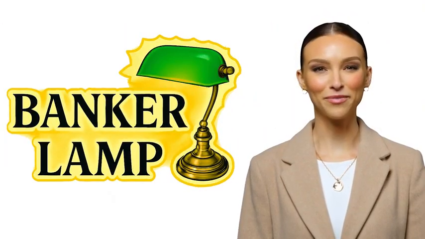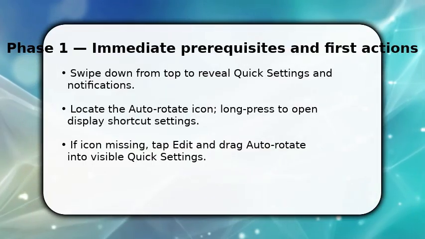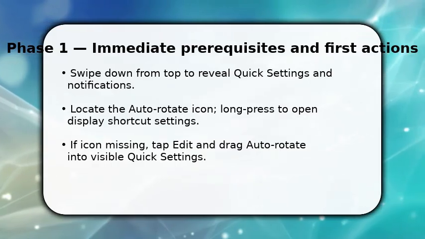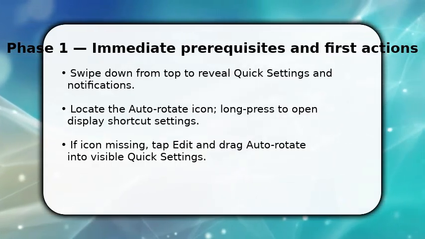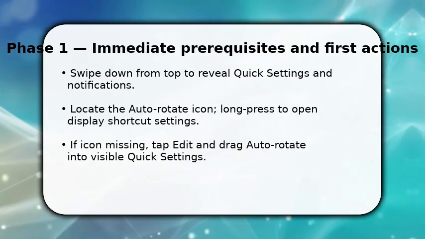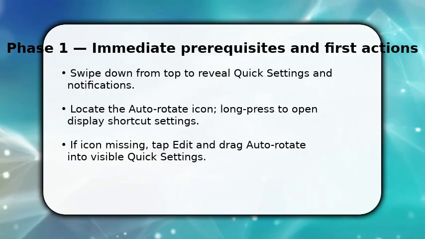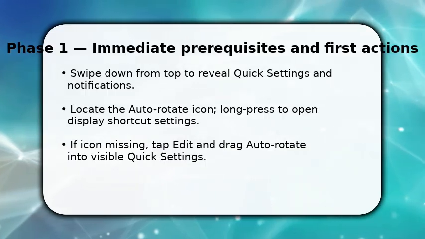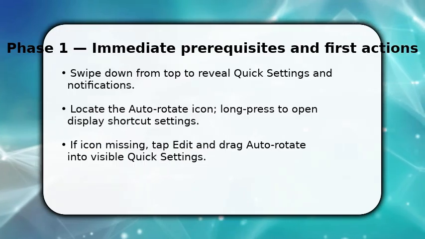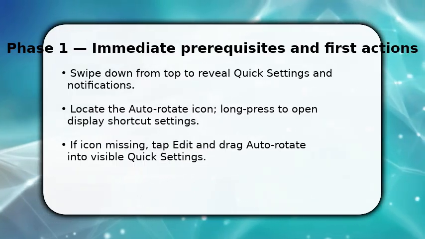Please enjoy the video. You start now by opening Quick Settings, swipe down from the top and look for Auto Rotate. Tap it once to toggle, but long press the icon to jump into the display shortcut. This is faster and more reliable. Once done, make sure the Auto Rotate tile is present. Otherwise, tap Edit and drag it into place so you don't repeat steps later.